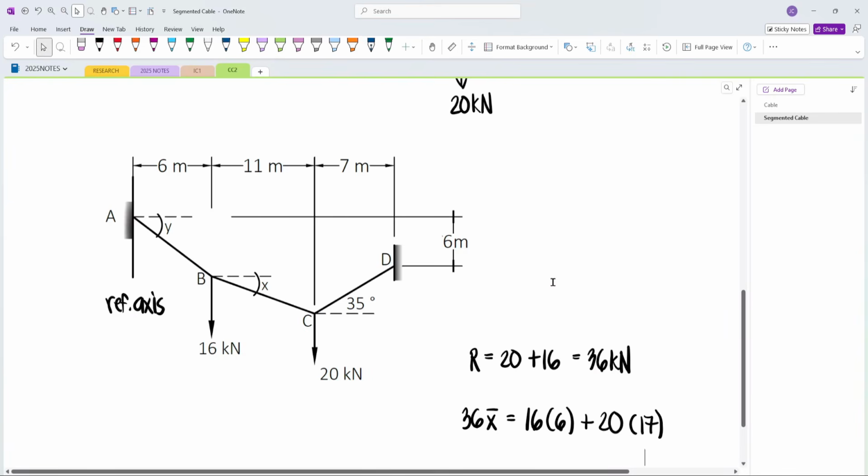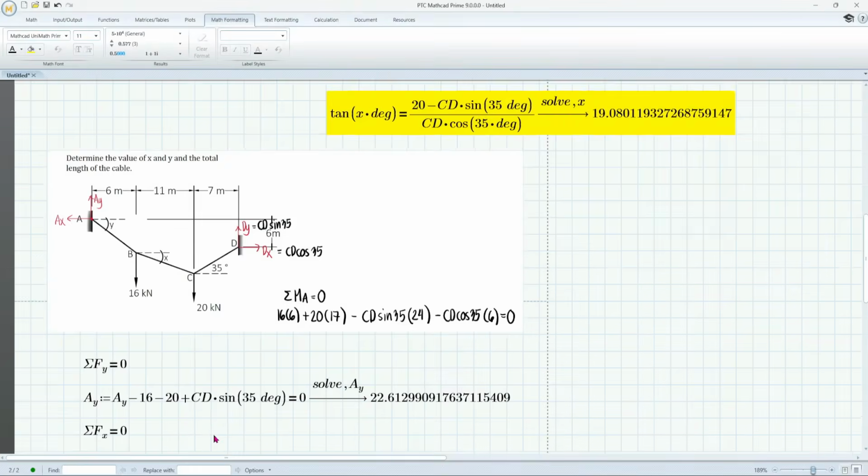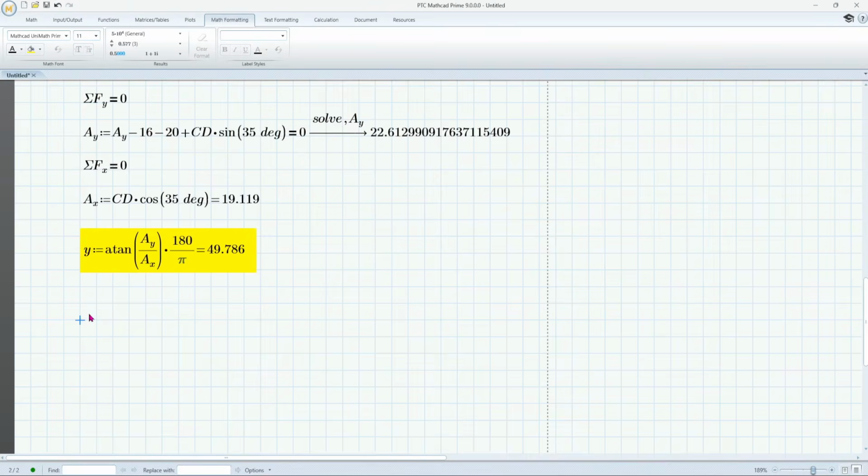Ayan. So, masosolve natin yung bar x. So, copy ko na lang dito. Ayan. 36 bar x equal 16 times 6 plus 20 times 17. Solve x. So, we would get 12.11 approximately.